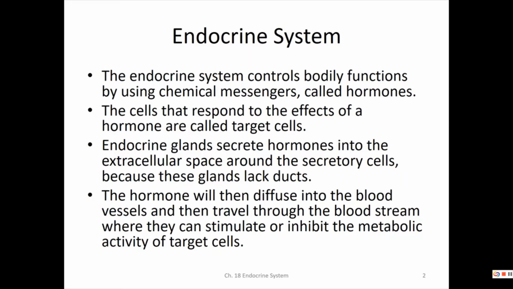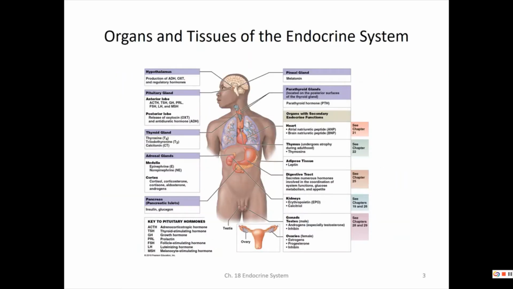But what we want to see, starting off, is this diagram we saw in lecture. The purple glands will be our primary focus here, with one exception, and that's the gonads. The purple ones and the gonads are the ones we're going to focus on. Now, this is every tissue in the body that secretes hormones, at least the big hormone-secreting tissues.